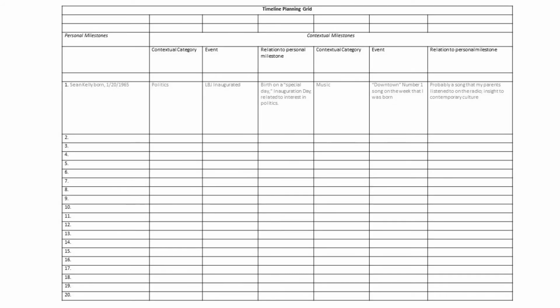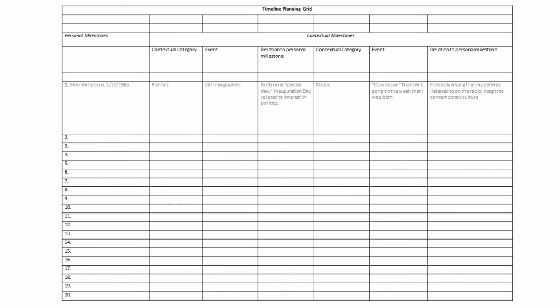You could begin planning your timeline using this timeline planning grid. So you can choose out your personal milestones, the things that you want people to know about you, but then also put in contextual milestones. These are things that might come from any number of sources, but they're things that help you to explain who you are and how you got to where you are, so that your story becomes more complete, put into some broader context.